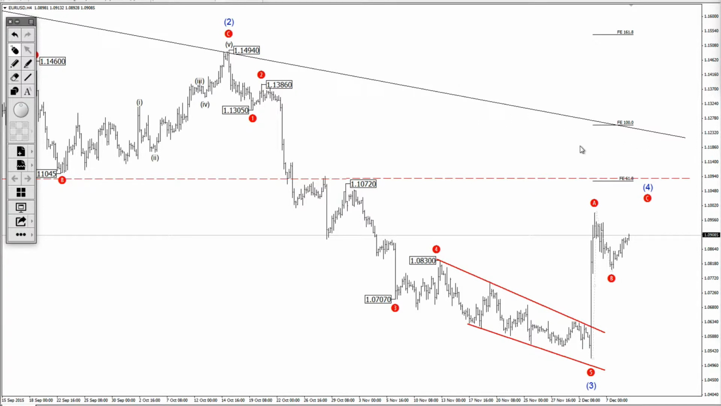So perhaps there is a leading diagonal scenario going on here, which would be quite interesting. It is not quite often that we see a leading diagonal on such high degree. So let's see how this develops. No trades on EURUSD at this point. I want to see some structure here.